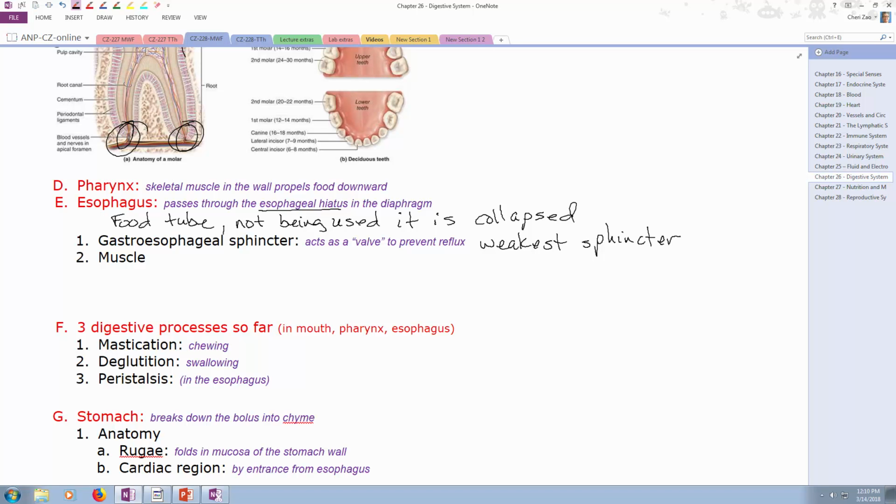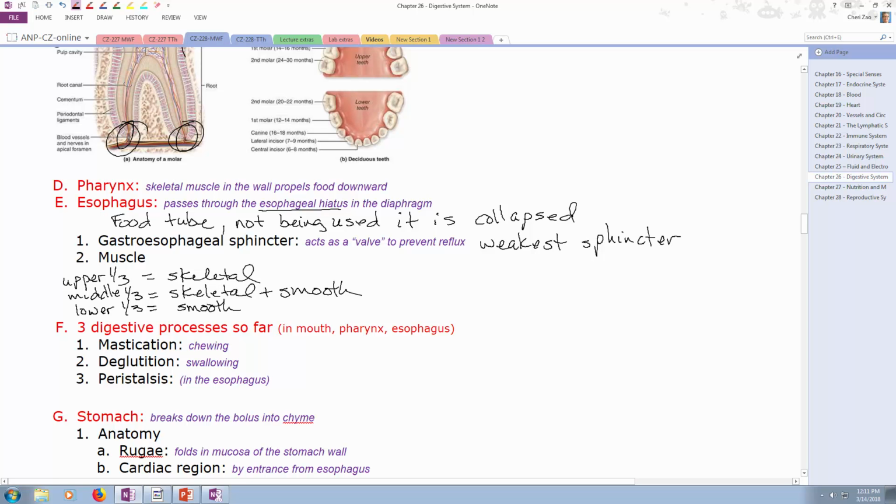As far as the muscular arrangement, the upper 1/3 is skeletal muscle. The middle 1/3 is skeletal and smooth, not surprising. And then the lower 1/3 is smooth muscle. So it's an interesting arrangement of skeletal muscle and smooth muscle. We start skeletal at the top, very similar to what we have for our pharynx, and then start to transition into smooth muscle, where we have just smooth muscle down there at the lower esophageal sphincter.